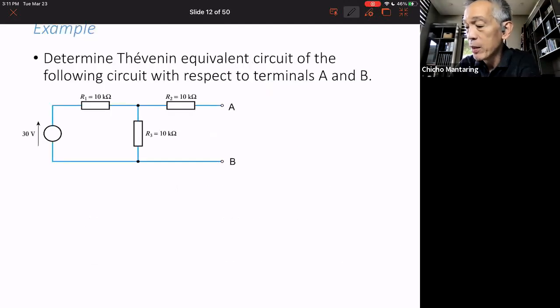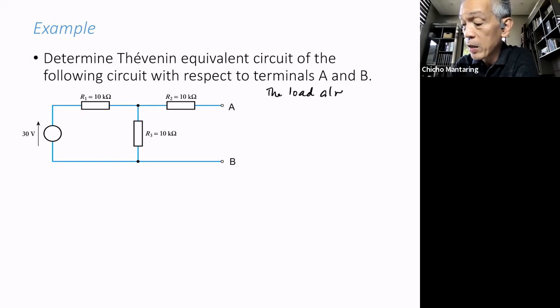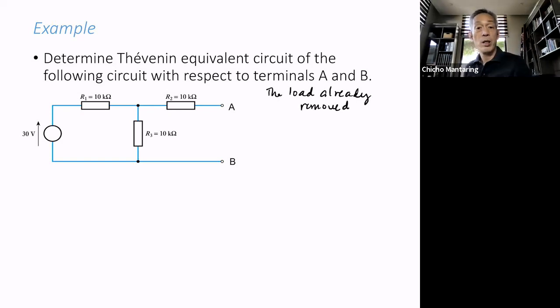Let's take an example. In this example, determine the Thevenin equivalent circuit of the following circuit with respect to terminals A and B. So the assumption here is the load has been removed. In this particular case, the load is already removed. And I want to get the Thevenin equivalent of this particular circuit with respect to terminals A and B.